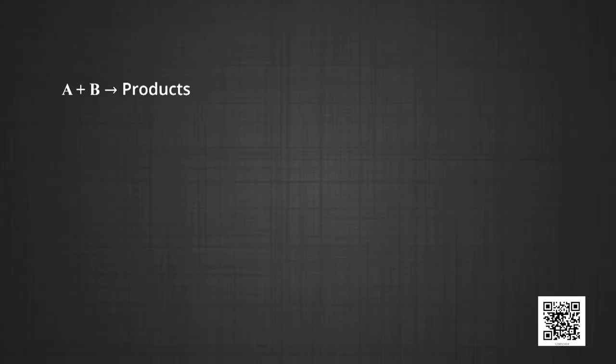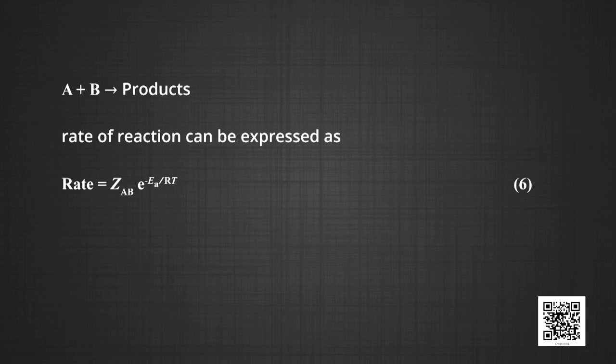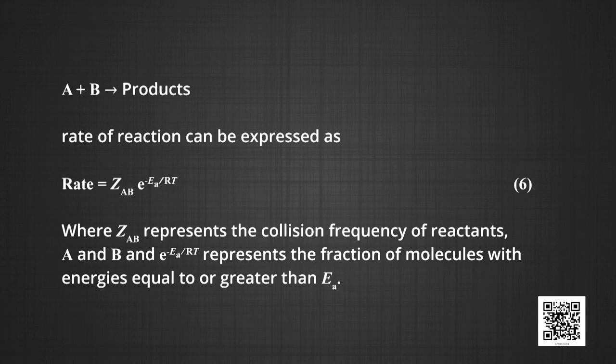Another factor which affects the rate of a chemical reaction is activation energy, as we have already studied. For a bimolecular elementary reaction, let's take an example, A plus B giving products. The rate of the reaction can be expressed as rate is equal to Z subscript AB times e raised to the power minus Ea by RT, where ZAB represents the collision frequency of the reactants A and B, and e raised to the power minus Ea by RT represents the fraction of the molecules with energies equal to or greater than activation energy.